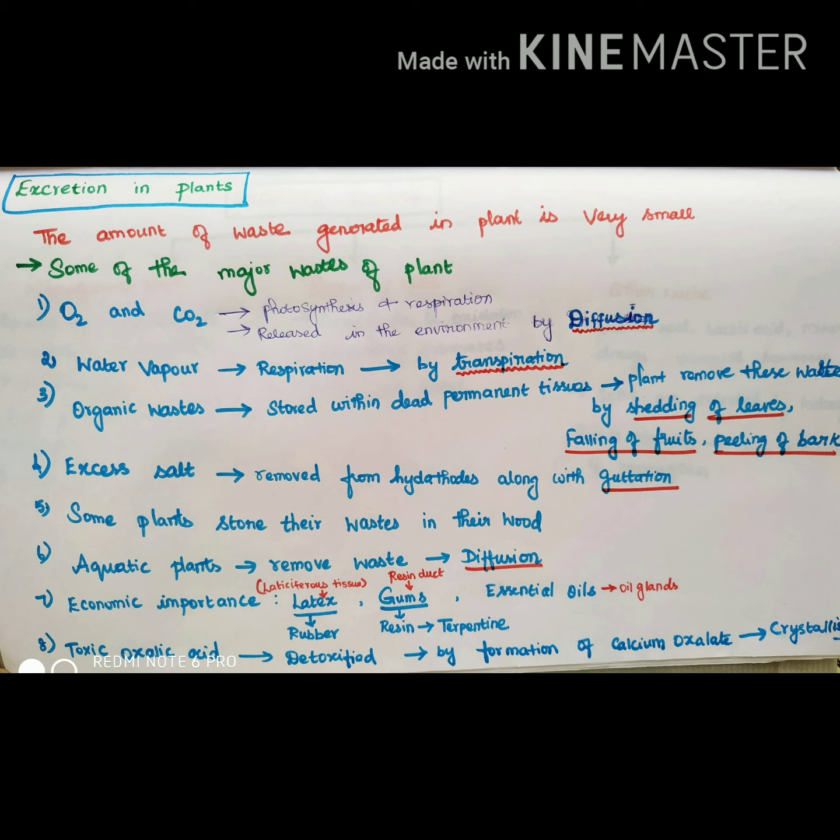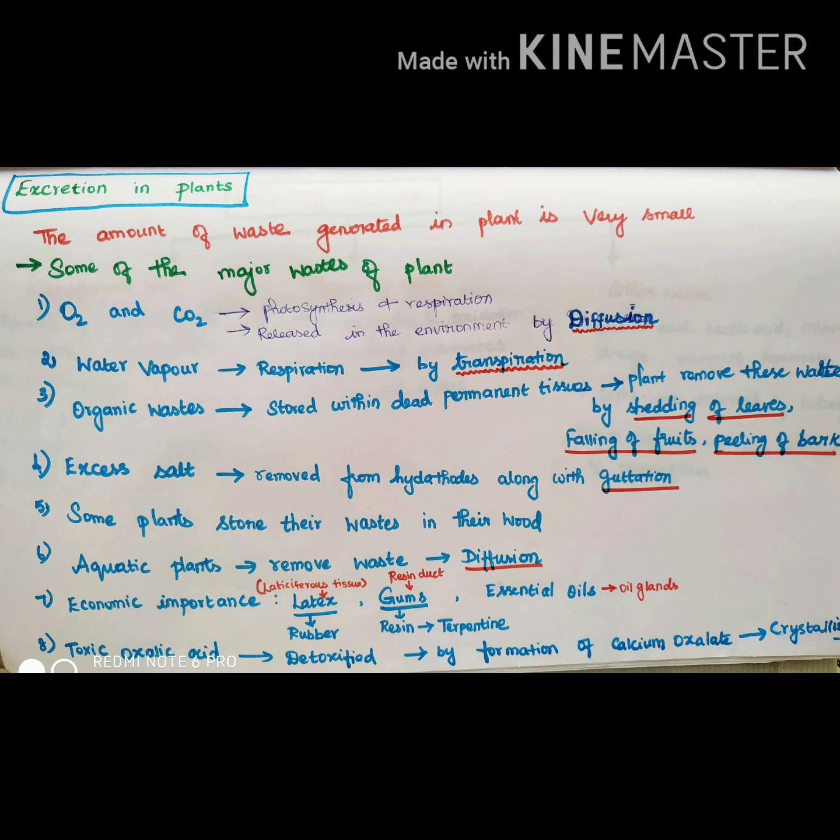Number 2, water vapor. Now we are discussing the waste products which are released by the plant. Number 1 is oxygen and carbon dioxide. Number 2, water vapor. Here, the excess amount of water lost can be released as water vapor, and that particular process is called transpiration, right? So water vapor is released as a waste product by the process called transpiration.